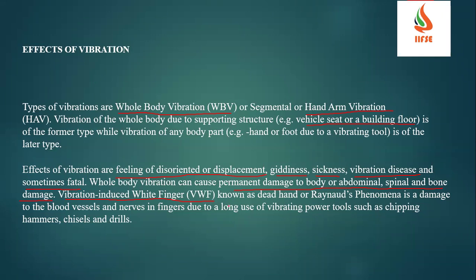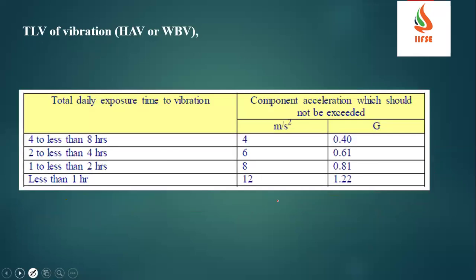Okay, I'm sorry. These white fingers happen due to the continuous exposure to this vibration. Due to that, the blood vessels get damaged in our hands. Because of the lack of supply, we get white fingers. If you see, these are the TLV, threshold limit values, for vibrations for the duration.